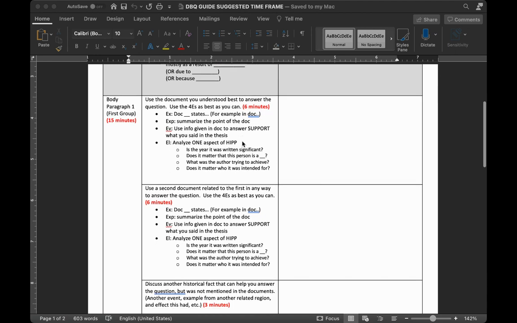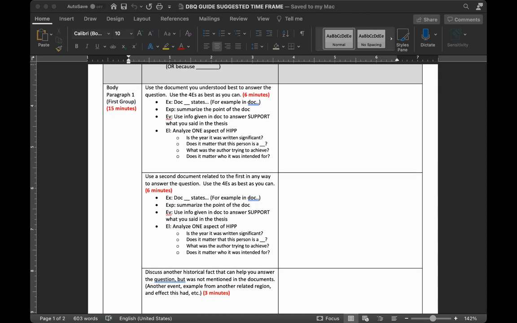Then you want to go on to the body paragraphs, where you want to spend about 15 minutes to write the first paragraph. So use the document that you understood the best to answer the question, right? You start with what you understood the best. And in 6 minutes, use the 4 E's as best as you can.